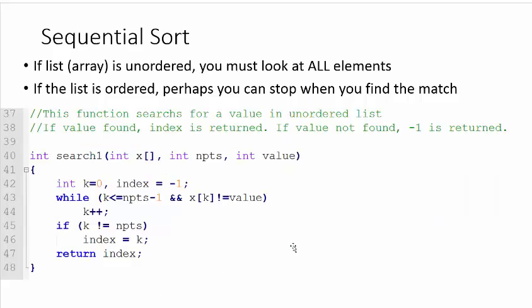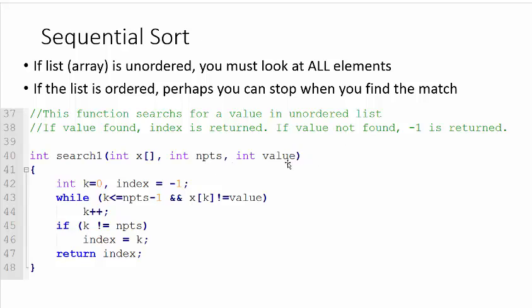So here's my brute force method. If your array is unordered, you must look at all of the elements. If the list is ordered, perhaps you can stop when you find the match that you're looking for. So here is a function that will just look for a particular element. My function is expecting to have an array passed to it. I expect to know the size of the array, and this is the value that I'm looking for.